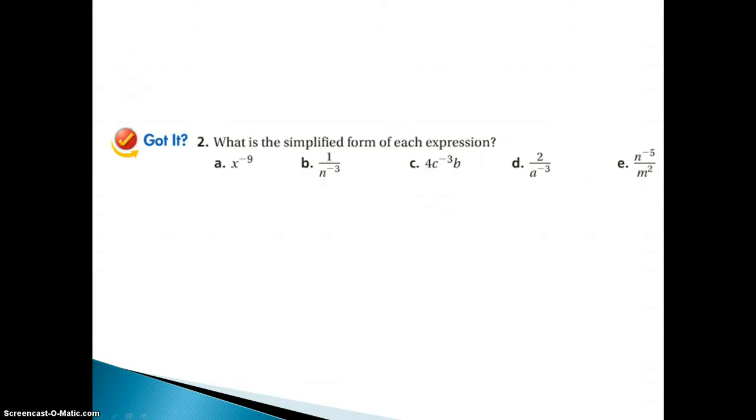I'd like you to try a few on your own. So go ahead and work through examples A through E, pause the video, and when you're ready, you can come back and check your answers. All right, let's take a look at our answers. Let's see how you did.